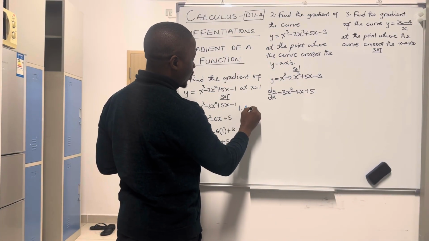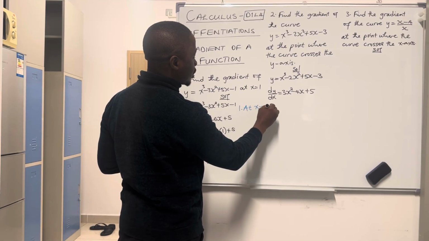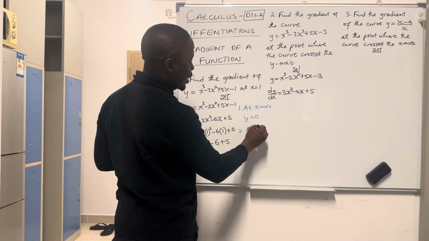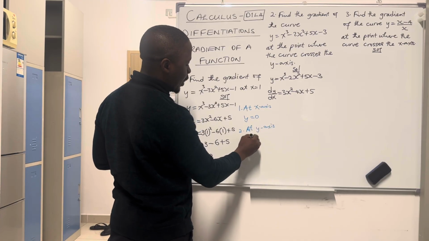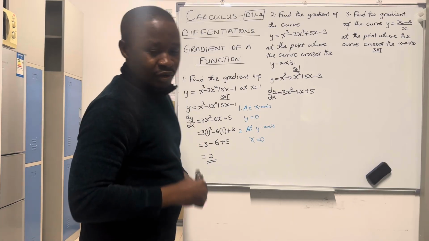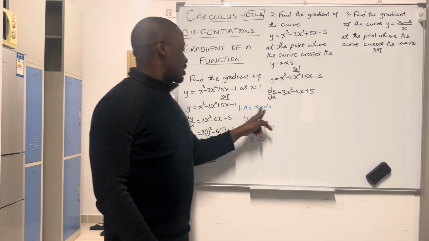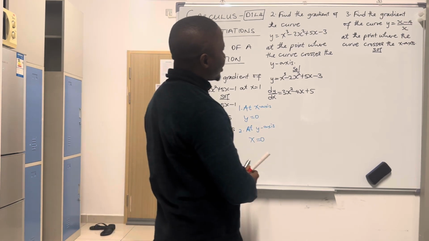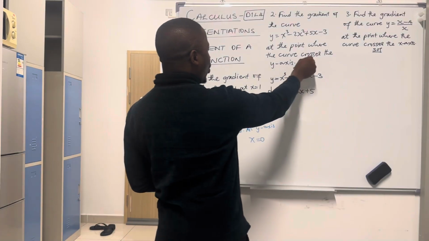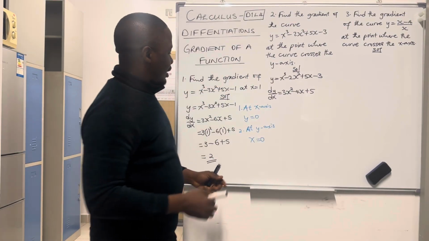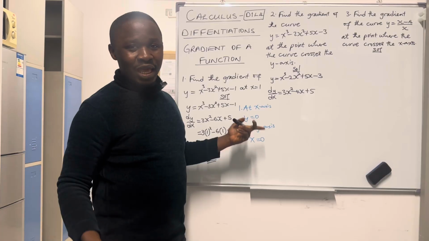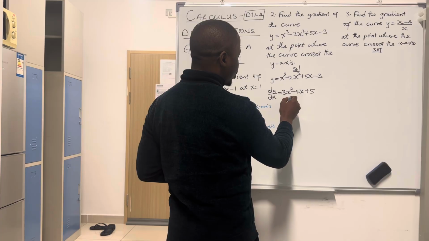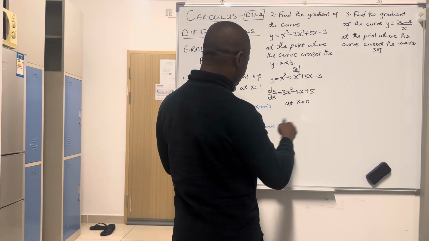One, at the x-axis, y is 0. Then at the y-axis, x is 0. So at the x-axis, y is 0. At the y-axis, x is 0. So if we want to find the gradient at a point where the curve crosses the y-axis, at the y-axis, what is 0? x. So we say at x equal to 0.